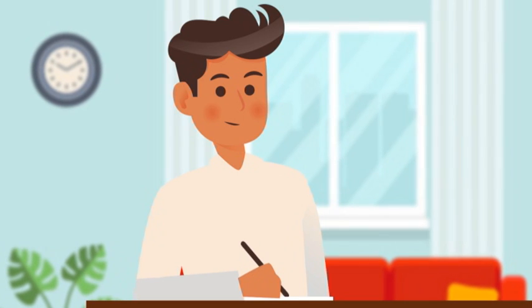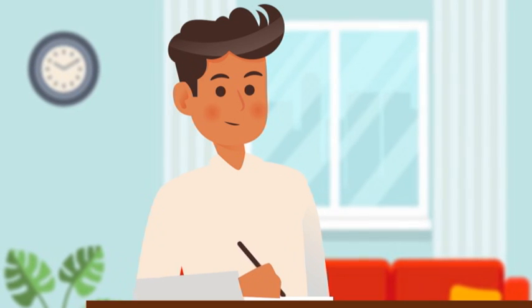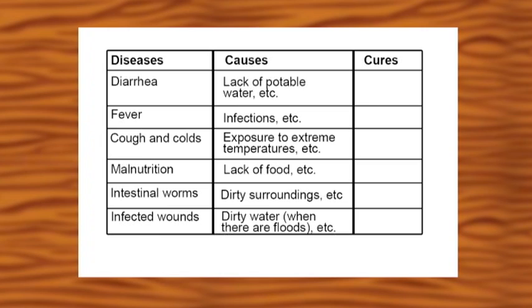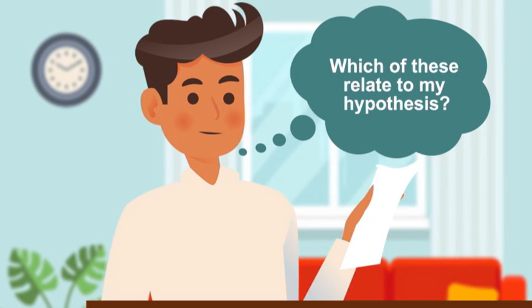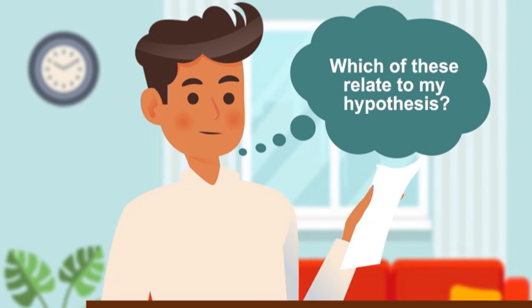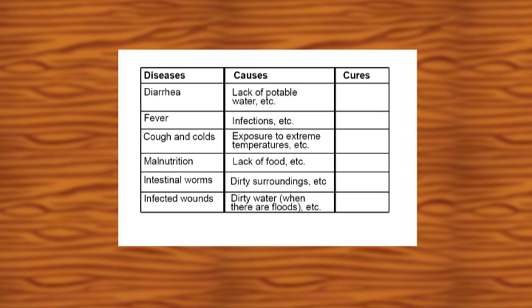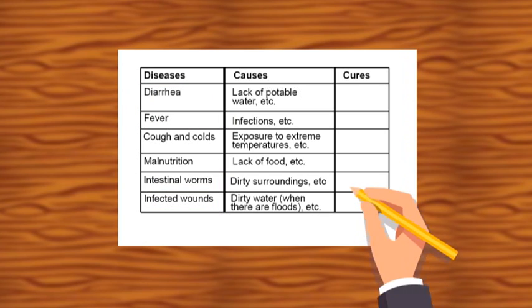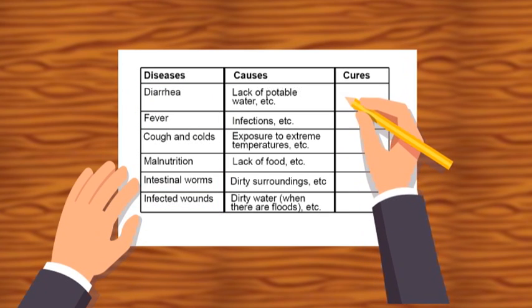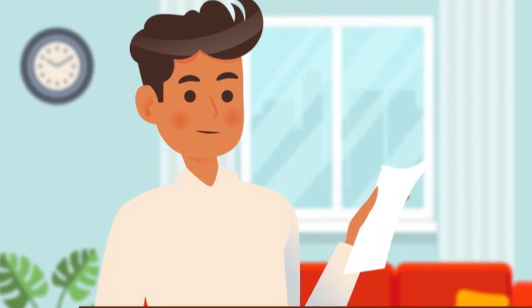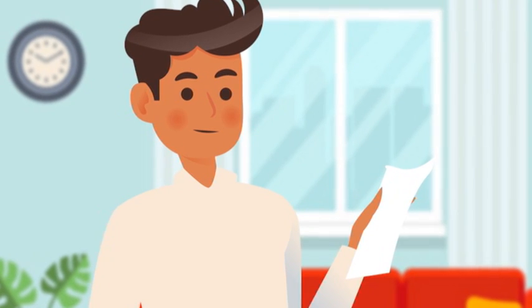Now that he's done gathering and classifying the data, Juan proceeds to analyze what he has. Based on the diseases he listed, which ones do you think would relate to his hypothesis? Many people in my community are becoming sick. That's right. It's diarrhea, fever, intestinal worms, and infected wounds. Juan then decides to list down the cures for each of these ailments. Now that Juan's table is complete, he can now start drawing conclusions for his study.